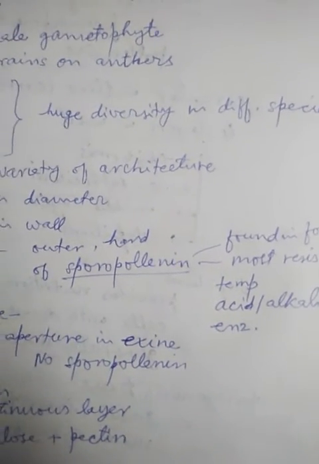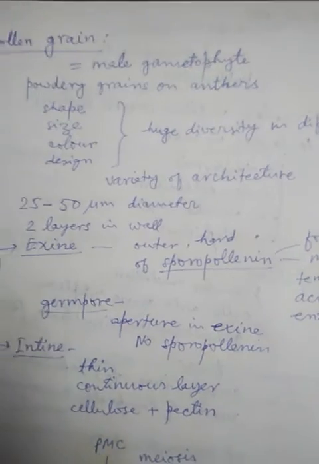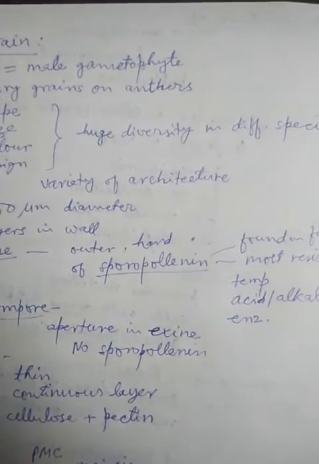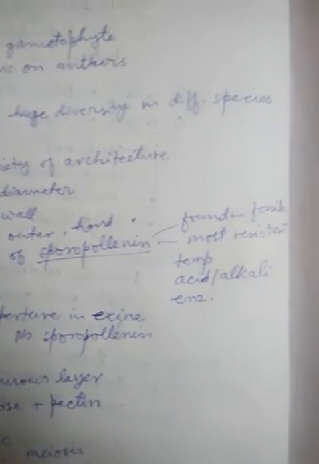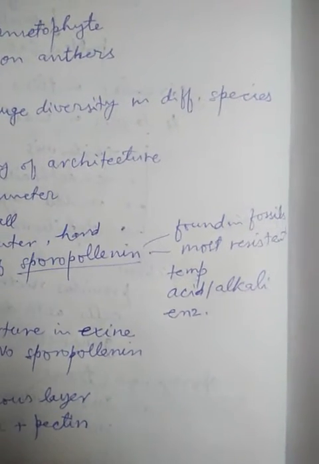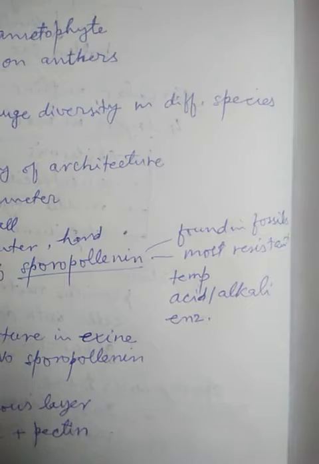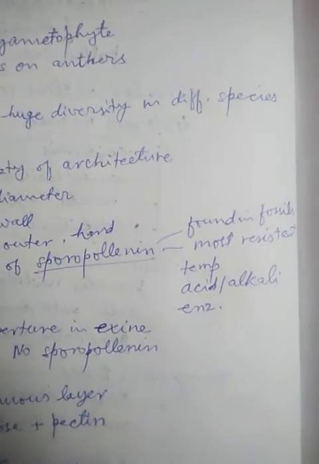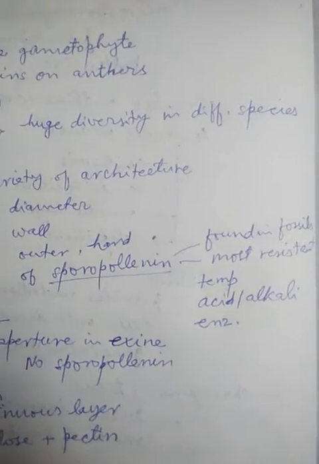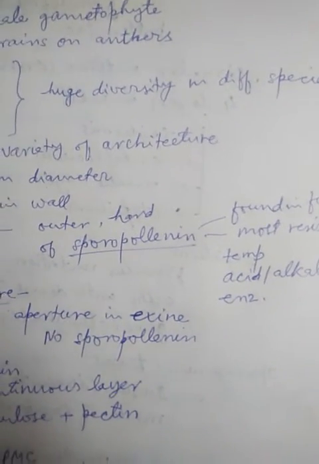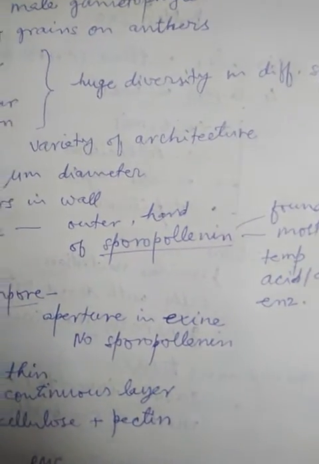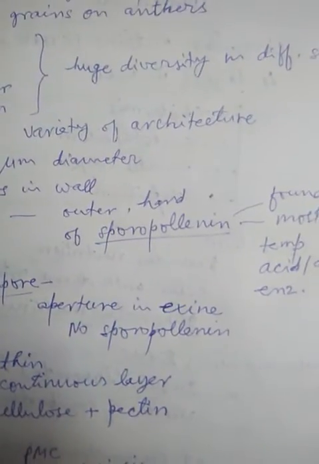And because of this property, the pollen grains or the sporopollenin, this material is also very well preserved in the fossils. And the pollens of fossils actually give a lot of information about the species of the plants, species of the angiospermic plants which were present millions or billions of years ago.